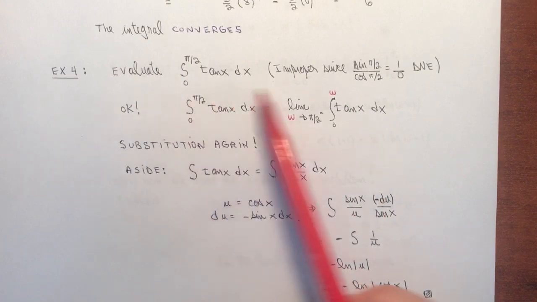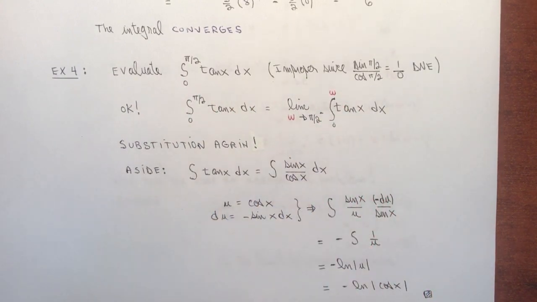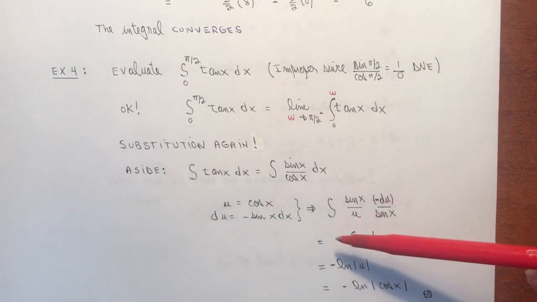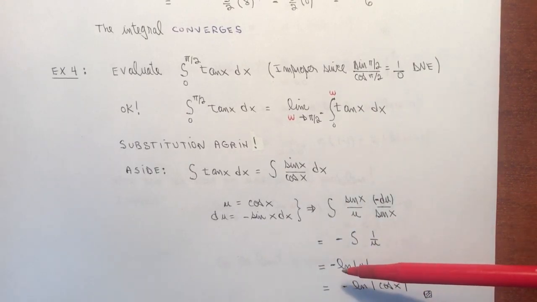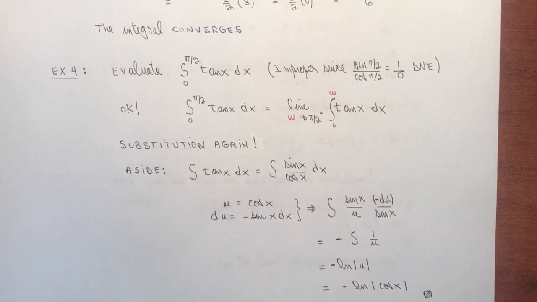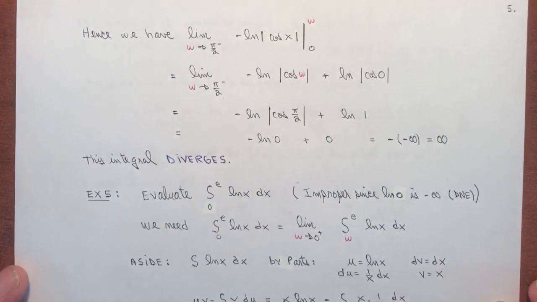So we replace pi over 2 with w, and we take the limit as w approaches pi over 2 from the left. So another substitution situation. Tan x is sine over cos. We'll replace u with cos. du is minus sine. Put that back in here. You end up with minus the integral of 1 over u. We've done this one a couple of times. And that's just minus ln u, or if you want, minus ln of cos x. Once again, I forego the plus c since we're going back to a definite integral right now.